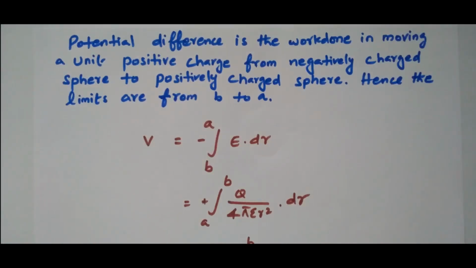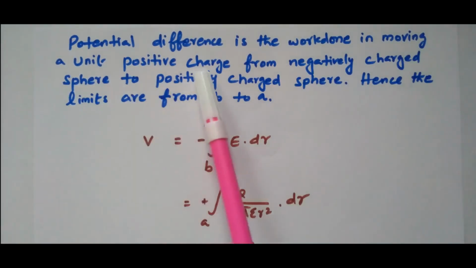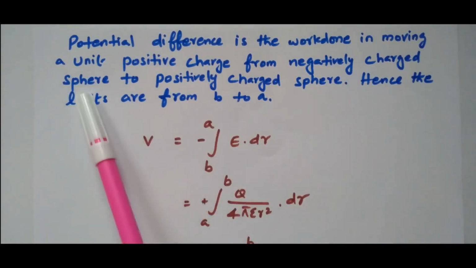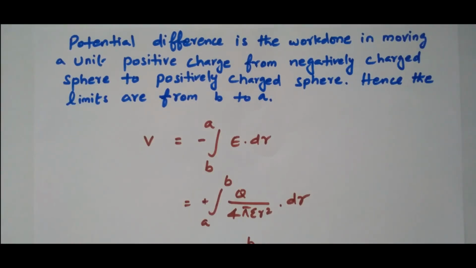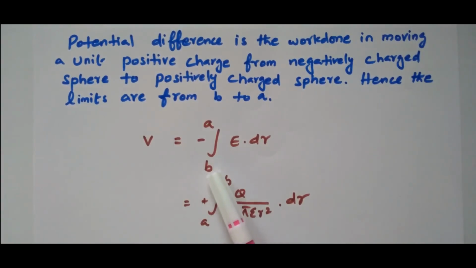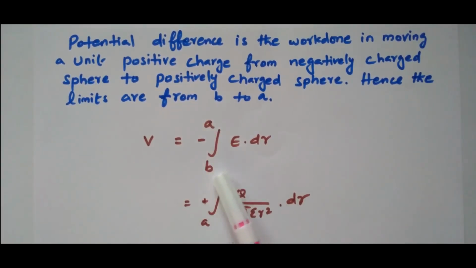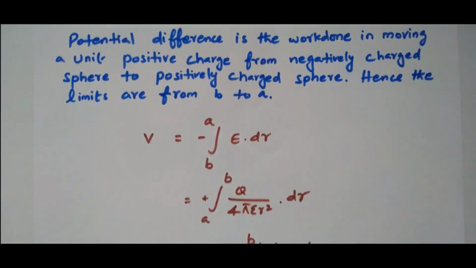Now we'll see what the limit is for this integration. The potential difference is the work done in moving a unit positive charge from the negatively charged sphere to the positively charged sphere, right? That is from the outer sphere to the inner sphere, so the limits are from b to a, the radius of the outer sphere to the radius of the inner sphere. So V equal to minus integral b to a E dot dr, right? Now substitute the value of E.